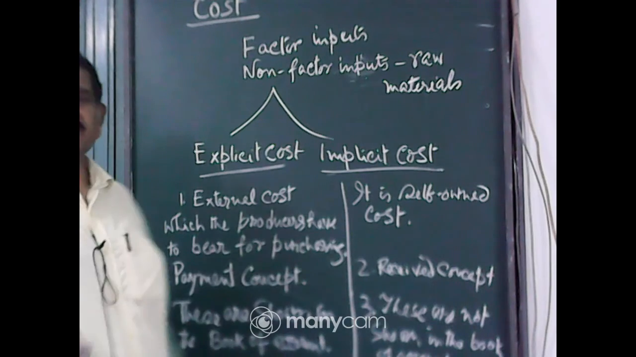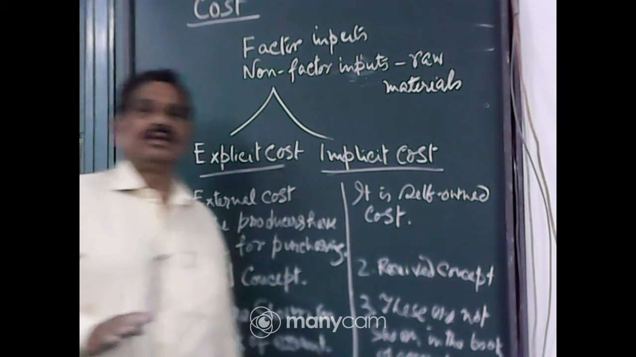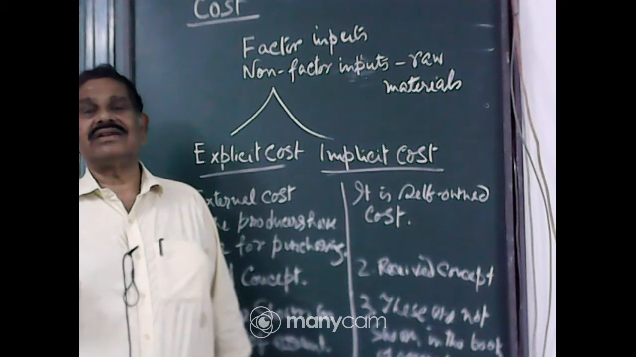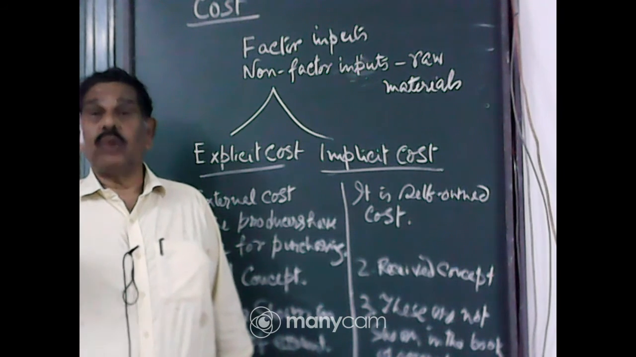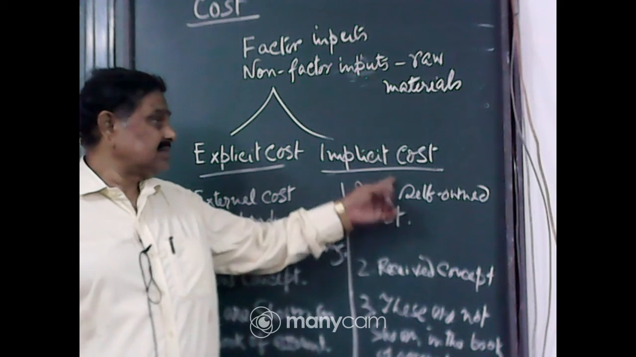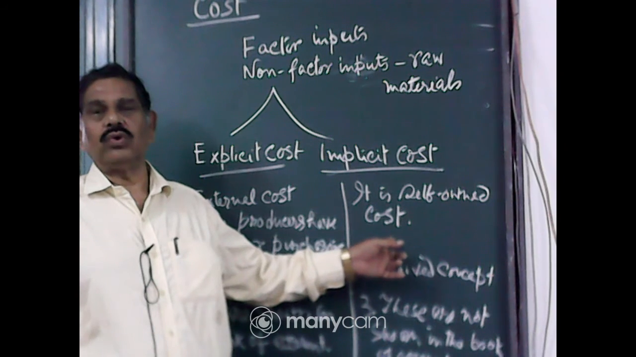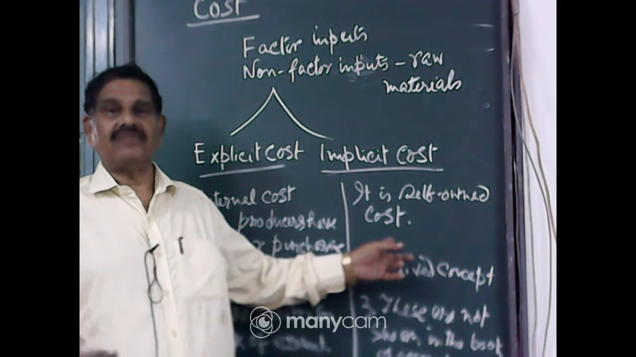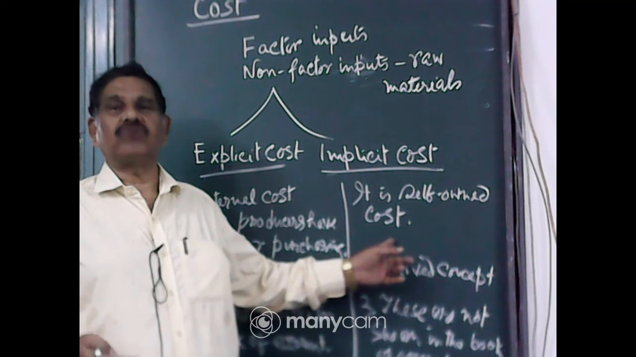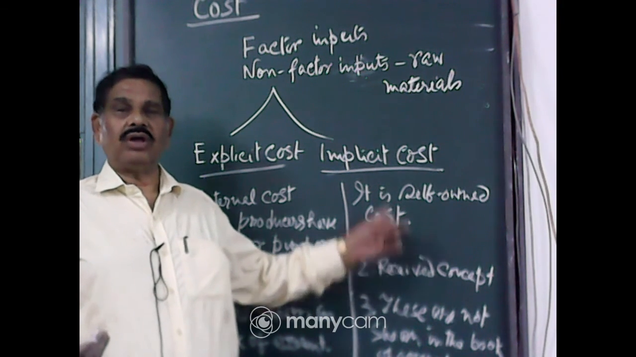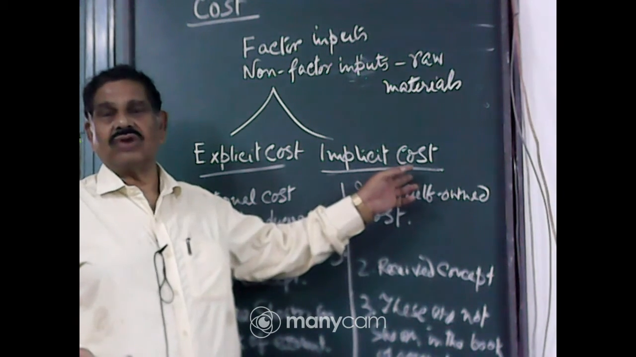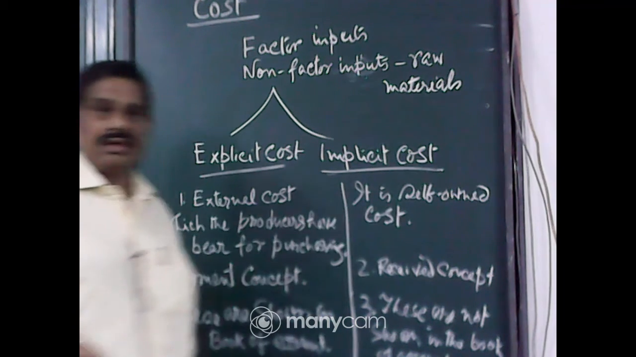Now, explicit cost, I think it is clear, is the cost incurred for factor and non-factor inputs which are borrowed from others. Implicit cost is the self-owned cost of using his own factors of production. It may be land, it may be himself working as labor or worker. He has the capital, he does not have to borrow the capital from the bank. All these are self-owned factors, and this is called implicit cost. I think this is clear to you.